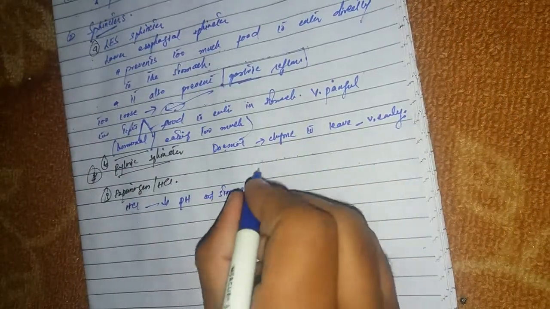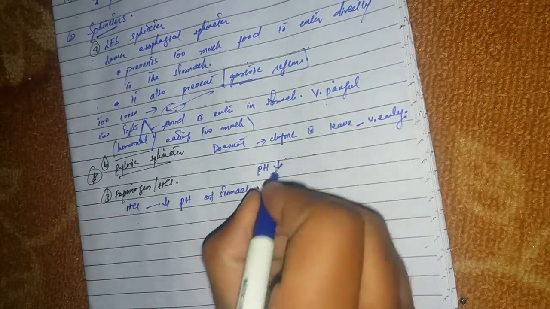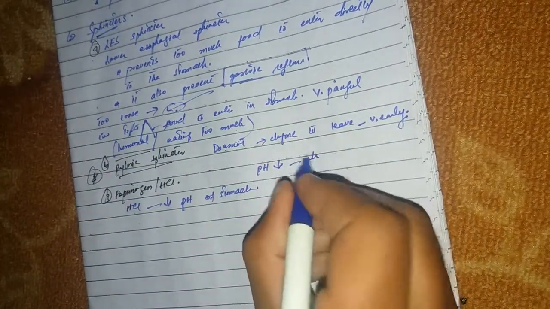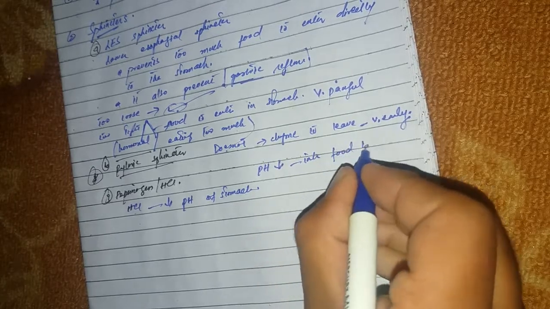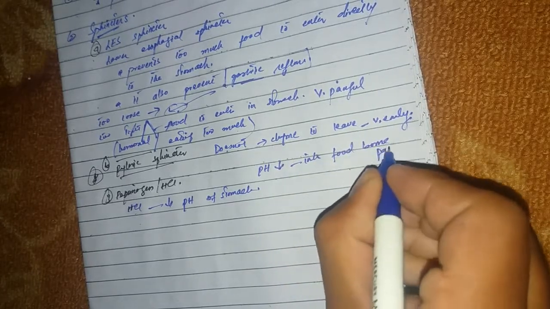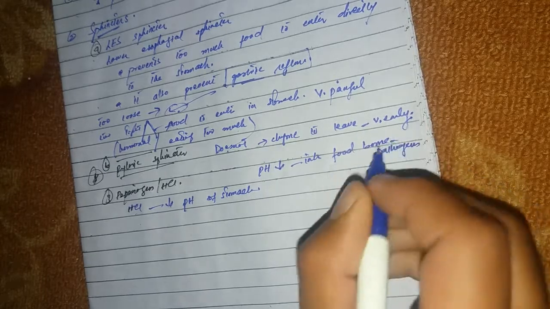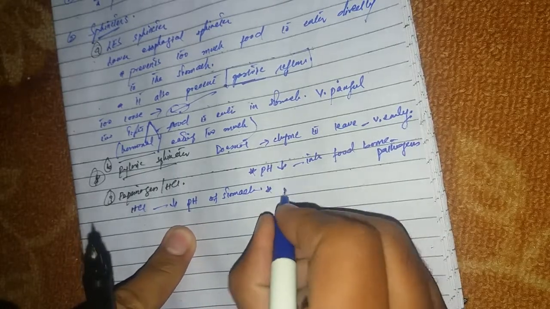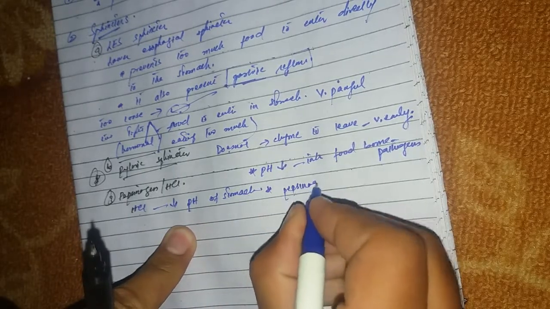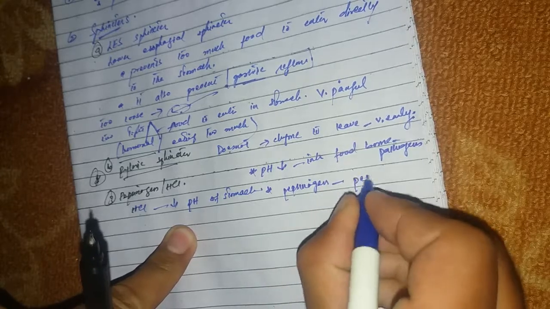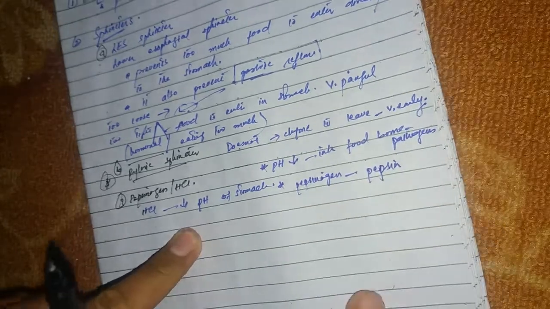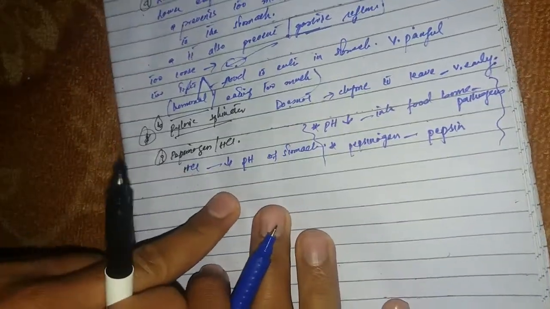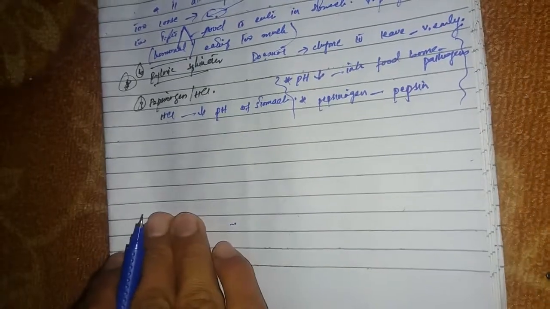When the pH of the stomach decreases, it inhibits food-borne pathogens. And another advantage of lowering the pH is that it converts pepsinogen to its active form, that is pepsin. These are the two advantages of lowering the pH by HCl.